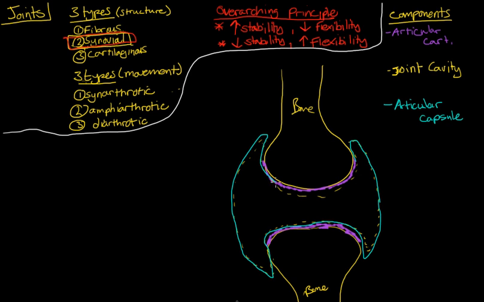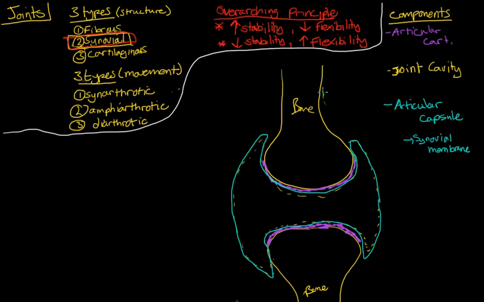There's going to be two components of this articular capsule. There's going to be the inner membrane, the inner surface, which is the synovial membrane. And that's going to be composed of loose connective tissue and make synovial fluid, which is what's found inside the articular capsule. And the other layer of this articular capsule is going to be the fibrous capsule.